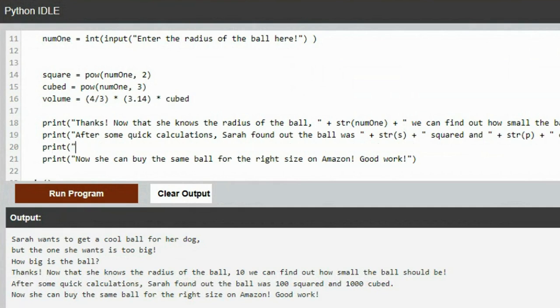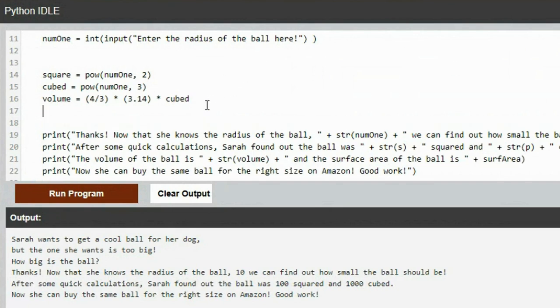Print the volume of the ball is plus string volume, and the surface area of the ball is, and we need to create a calculation called surf area. That's just what I'm going to name it there.